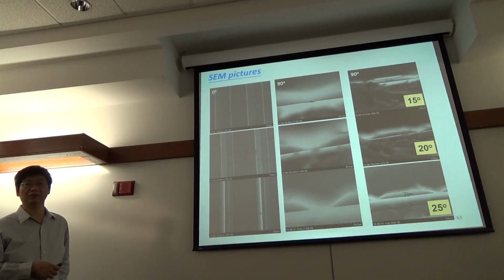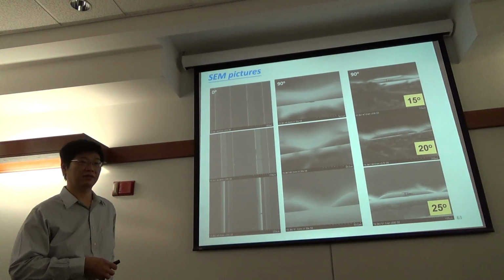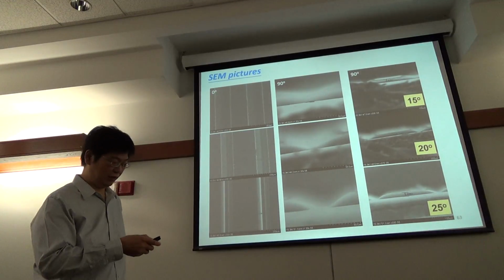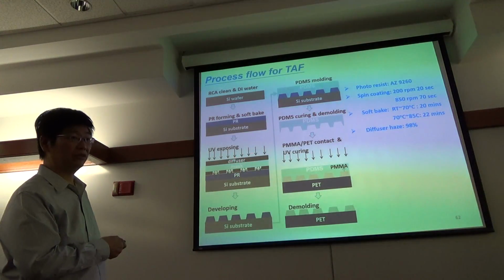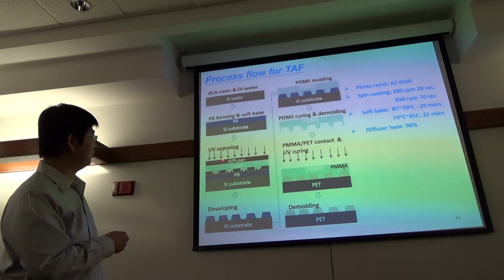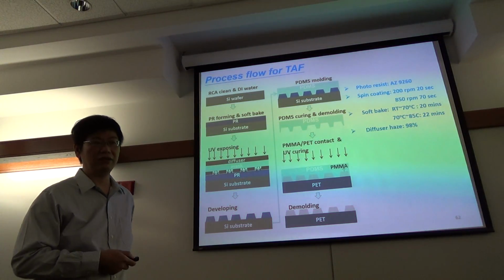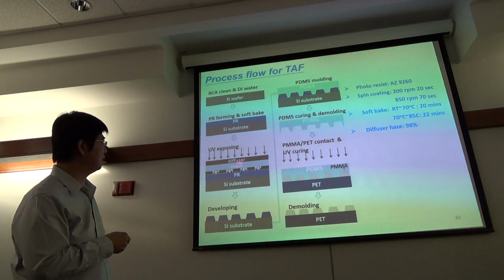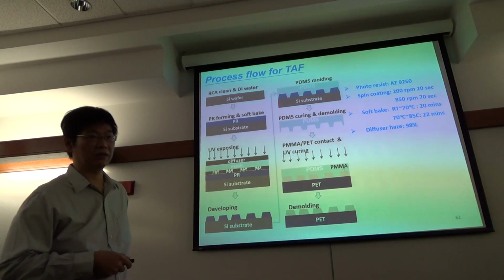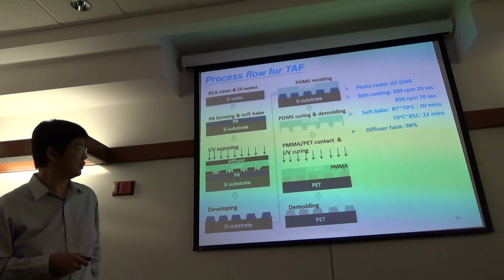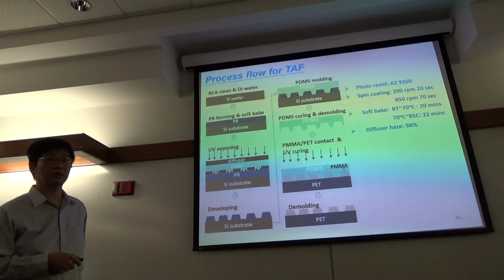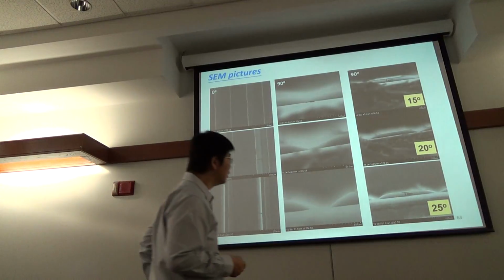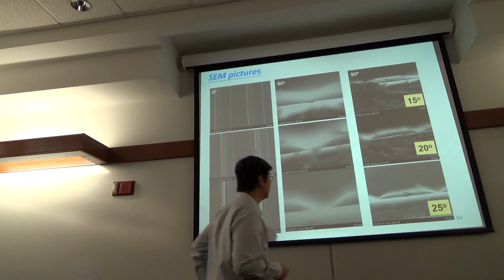Can you make this angle sharper? Yes. Sharper is easier. Oh, sharper is easier? Yeah, because it depends on the diffuser you use. If you don't use a diffuser, then that's almost 90 degrees. So it depends on the scattering of your diffuser. What is the thickness of your microstructure? Thickness, we can tune. Oh, it's too small.